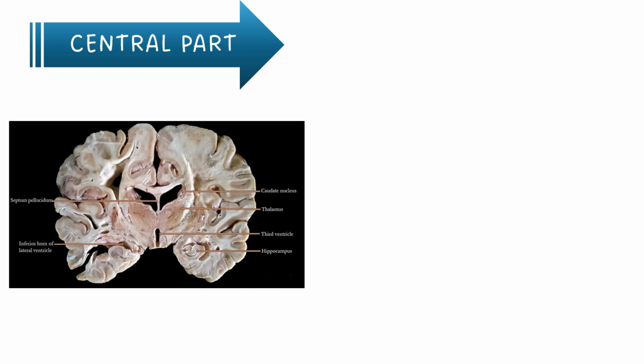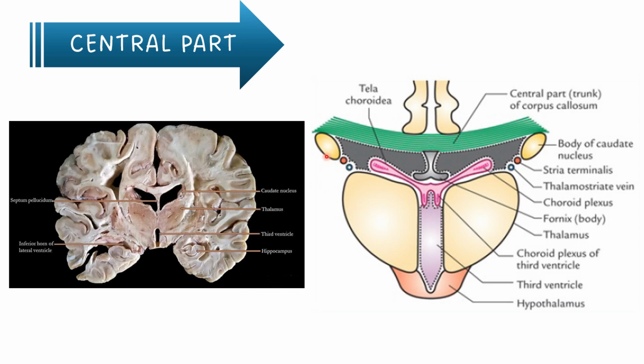Let's now look at the boundaries of the central part of the lateral ventricle. Now the central part is also called the body, and this is triangular in shape in coronal section, having a medial wall, a roof and a sloping floor. So the roof is formed by the undersurface of the corpus callosum. So we can see it here better in a schematic diagram.